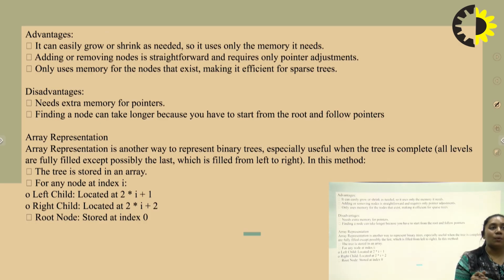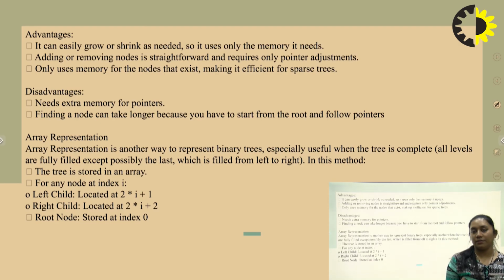Memory needs to be allocated to insert the left or the right child. So one of the disadvantages is that it requires extra memory for the pointers. Next, finding a node can take longer because you need to start from the root and follow the pointers. So all the nodes can be represented in the form of pointers. Next, we have the array representation.